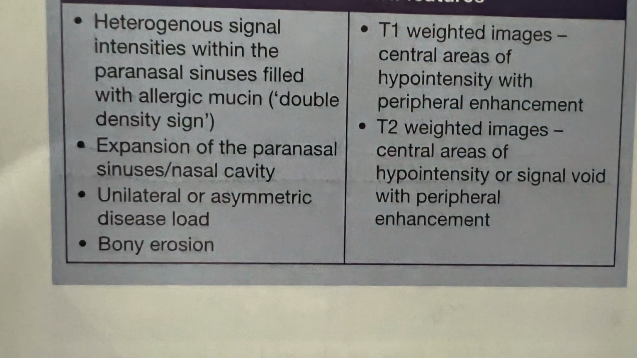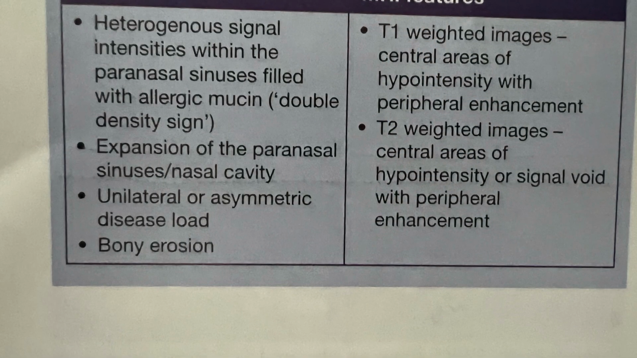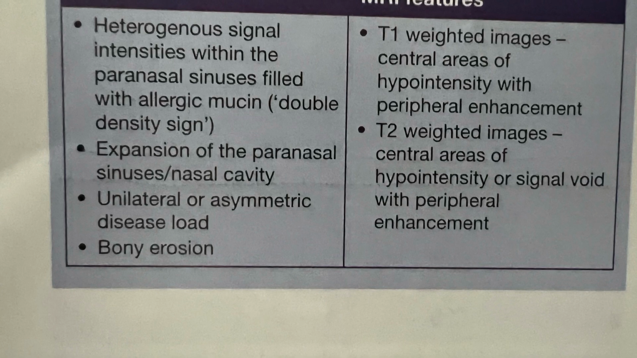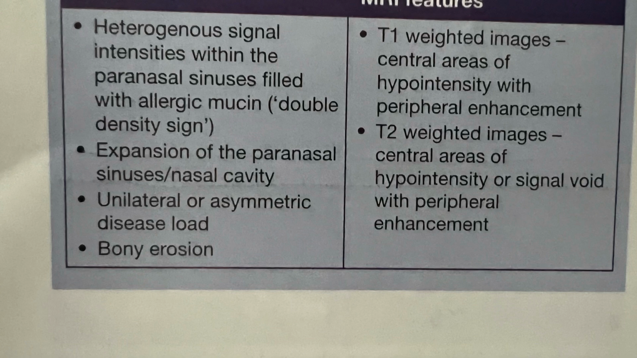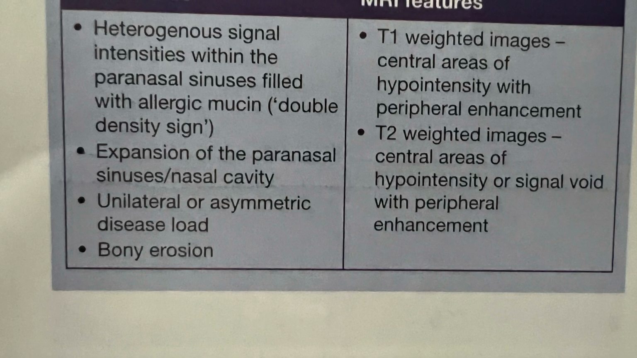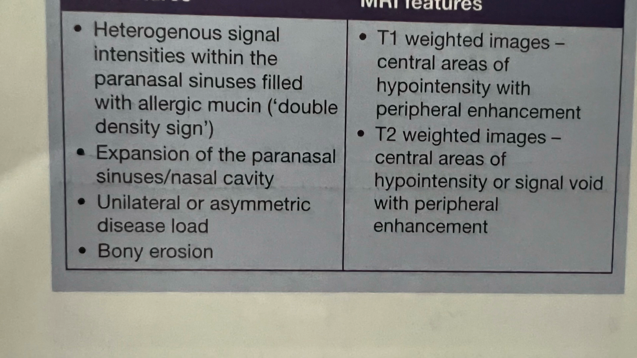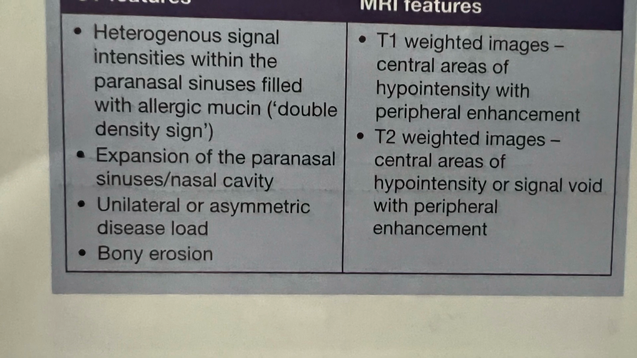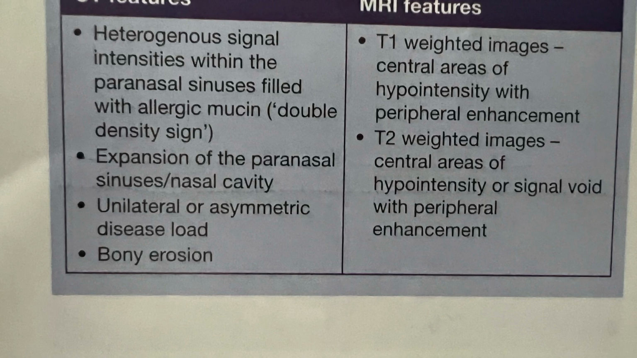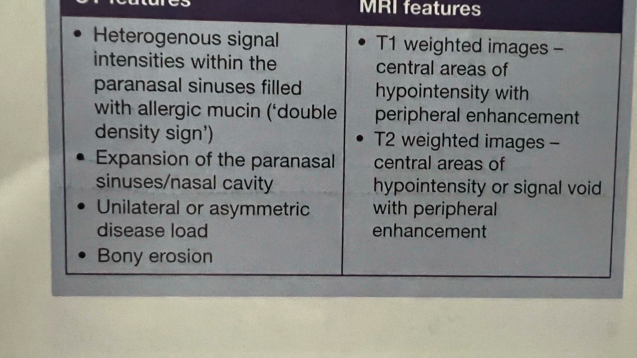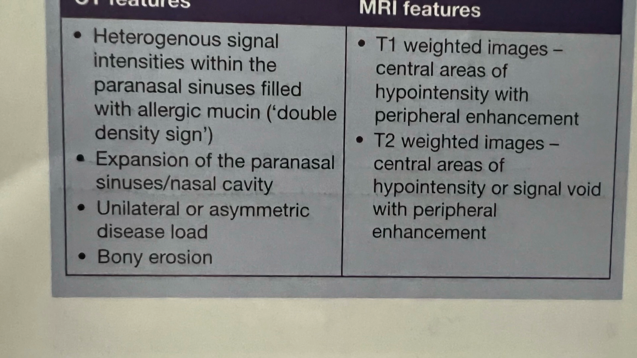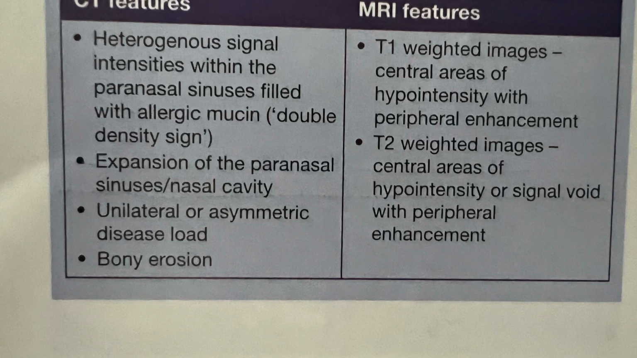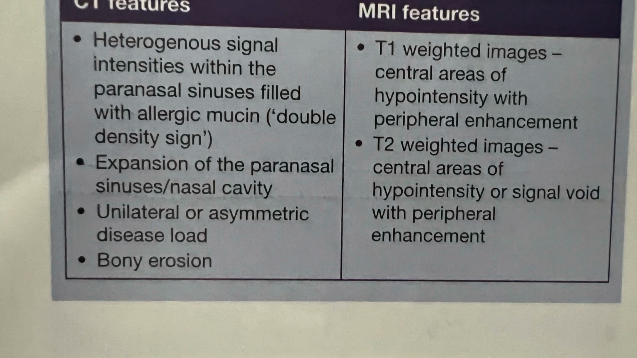Now CT scan. AFRS patients have typical features on the CT scan, and CT without contrast is the imaging of choice in suspected patients of AFRS. The focal or diffuse area of hyperdensity seen on CT is due to calcium and magnesium deposits in the necrotic debris of the fungus and allergic mucin. These are seen as a double density sign or railroad track sign.